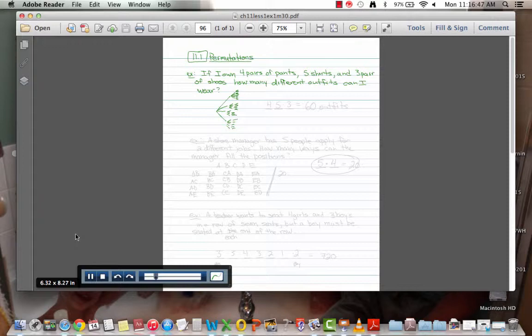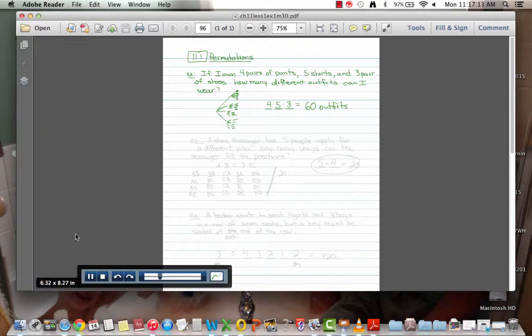The easiest way to do this one is called the fundamental counting principle, and I'll define that for you in a second. But basically it says, okay, I've got 3 choices, there's 3 items in my outfit. For the first one, I've got 4 possibilities. The second one, I've got 5 possibilities. And the third one, I've got 3 possibilities. So 4 times 5 times 3 equals 60. 60 outfits would be how many different outfits I could put together.